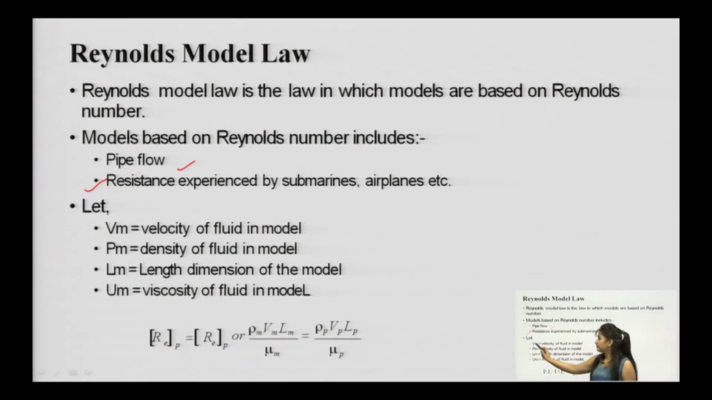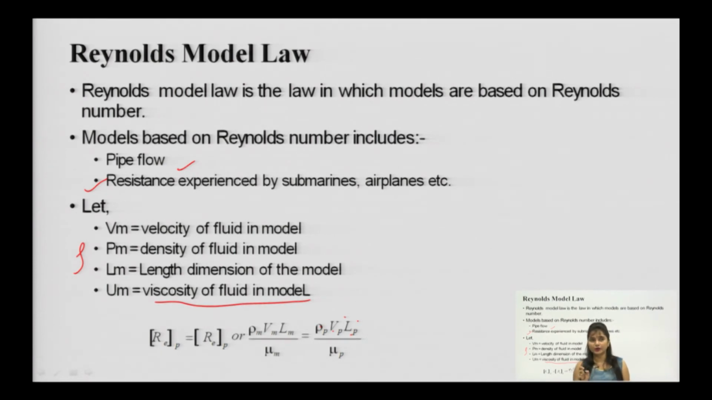Let Vm be the velocity of the fluid in the model, this will be the density of the model, then the length of the model, and this is mu, the viscosity of the model. According to Reynolds model law, the value rho V L by mu, that is the density, velocity and length of the model divided by the viscosity of the model, should be equivalent to the density of prototype times velocity of prototype times length of prototype by viscosity of prototype.